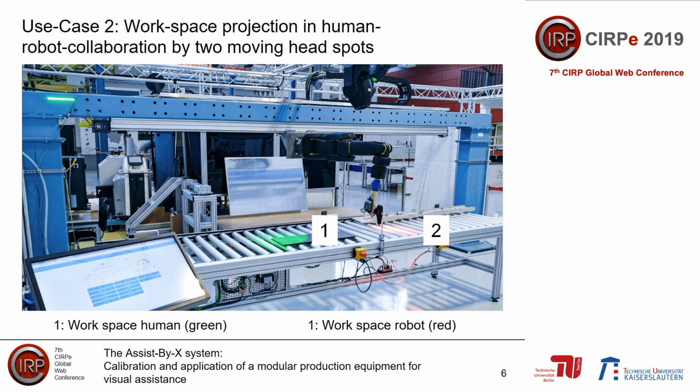Another use case is the visual assistance of human-robot cooperation, in which humans and robots work together in a shared workspace. In the build-up demonstrator, the ABX system is used for displaying the individual workspaces of human and robot. In the assembly line, a robot is mounted on the 7th axis and can be moved along the line carrying out assembly processes at predefined different places. In this scenario, two projection systems are needed in order to fulfill the assistance task.